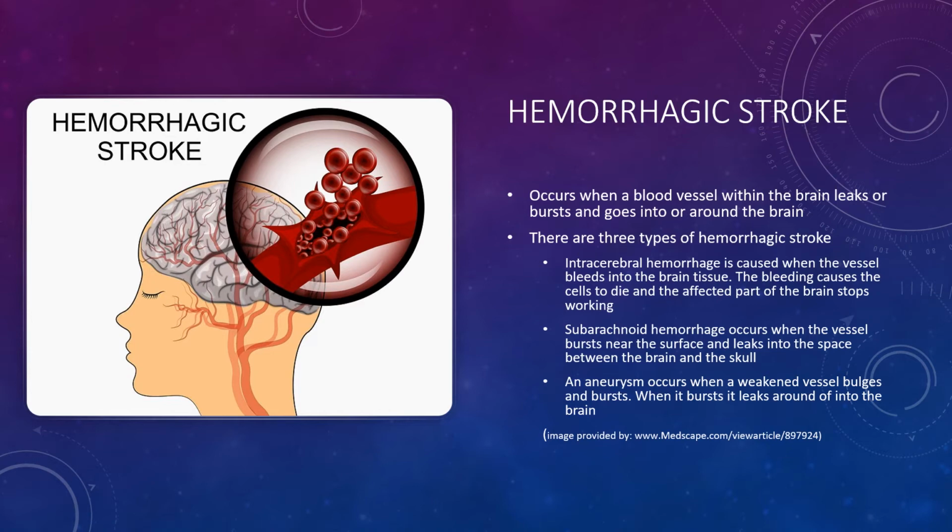Subarachnoid hemorrhage occurs when the vessel bursts near the surface and leaks into the space between the brain and the skull. An aneurysm occurs when a weakened vessel bulges and bursts. When it bursts, it leaks around into the brain tissue.